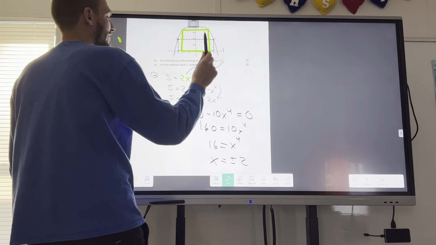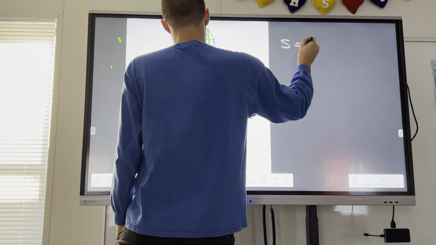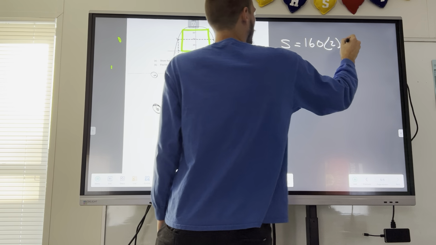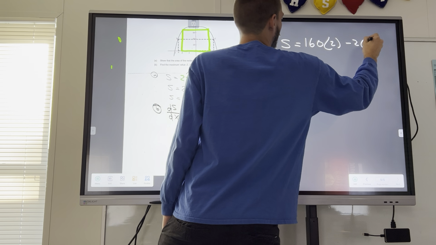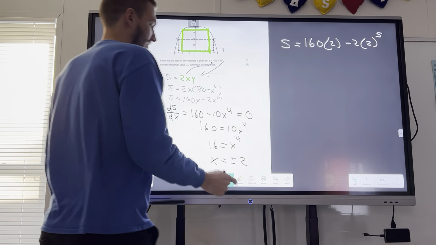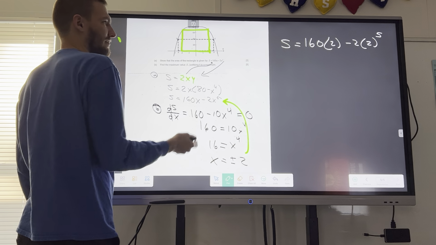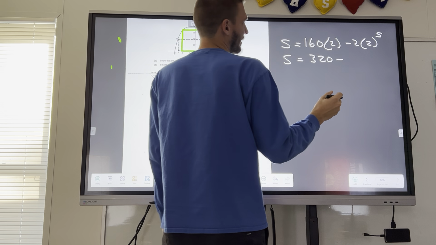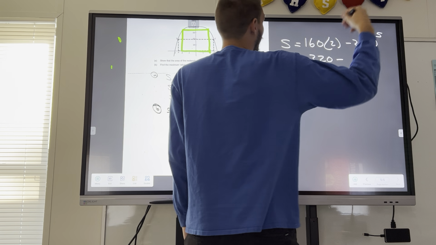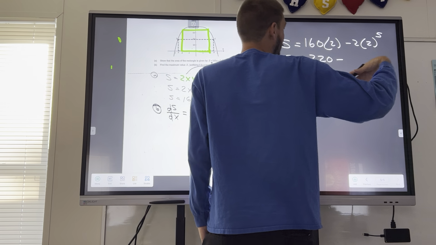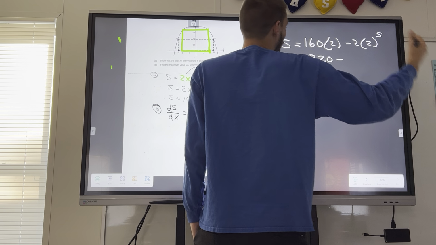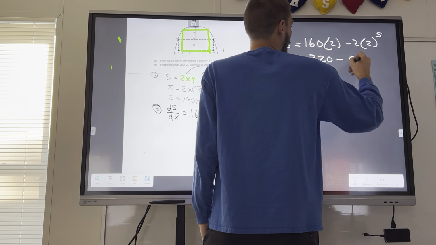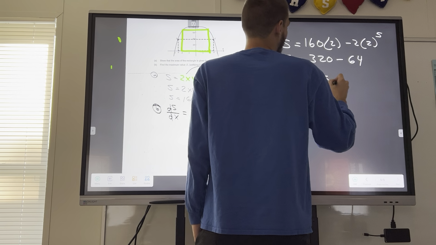Find the maximum value of S. S equals 160 times 2 minus 2 times 2 to the power 5. That's just me plugging the 2 into the S to figure that out. S equals 320 minus, 2 to the power 5 is 32, times 2 is 64. 320 minus 64 would be 256.